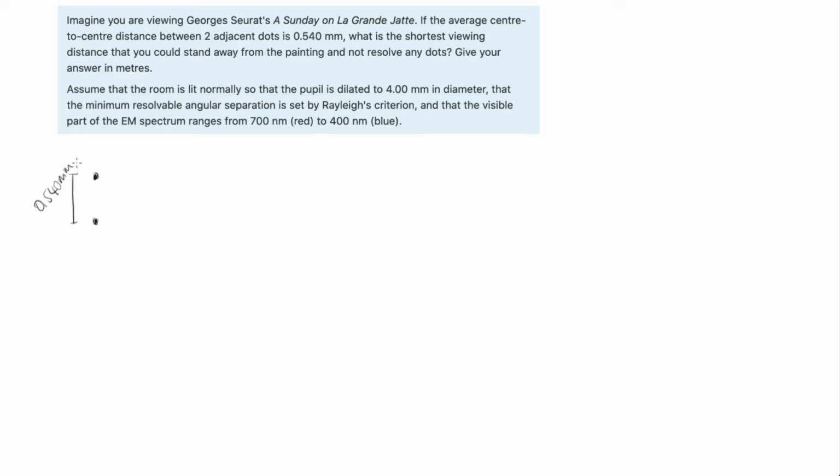Okay, we assume that the room is normally lit, so therefore our pupil is dilated to 4 millimeters in diameter, and that the minimum resolvable angle is set by Rayleigh's criterion. Great, so that means we have this. And that the visible part of the EM spectrum ranges from 700 nanometers to 400 nanometers. Okay, so we've seen this before.